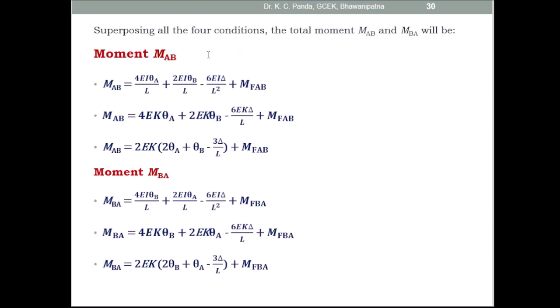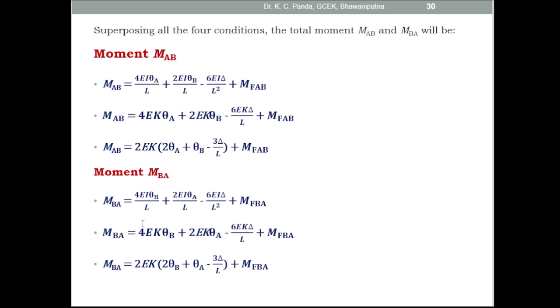After superposing all the four conditions, the total moments MAB and MBA will be: MAB is equal to 4EI theta A by L plus 2EI theta B by L minus 6EI delta by L square plus MFAB. So you know I by L is equal to K. So MAB is equal to 4E K theta A plus 2E K theta B minus 6E K delta by L plus MFAB. Then after simplification, MAB is equal to 2E K times 2 theta A plus theta B minus 3 delta by L, plus MFAB. Similarly, the moment MBA can be determined.